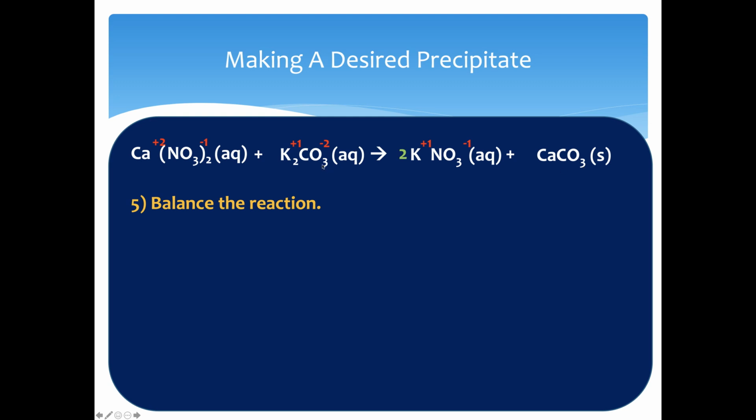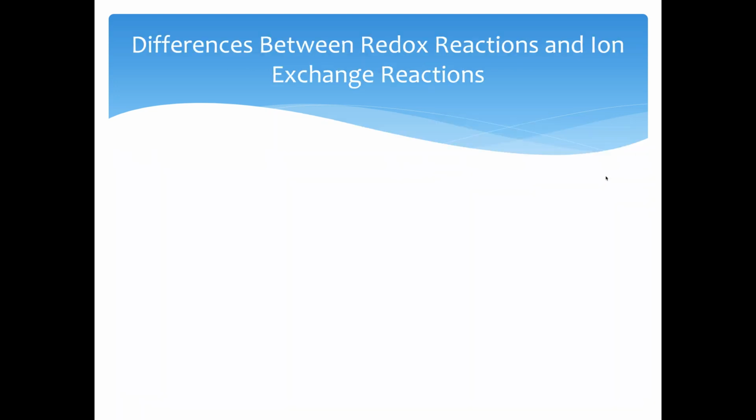Now, you might say, but don't we have three carbonates? No, because then that would be parentheses three, just like we have two nitrates because it's parentheses two. So we have one carbonate on each side. This reaction is balanced. Hallelujah.